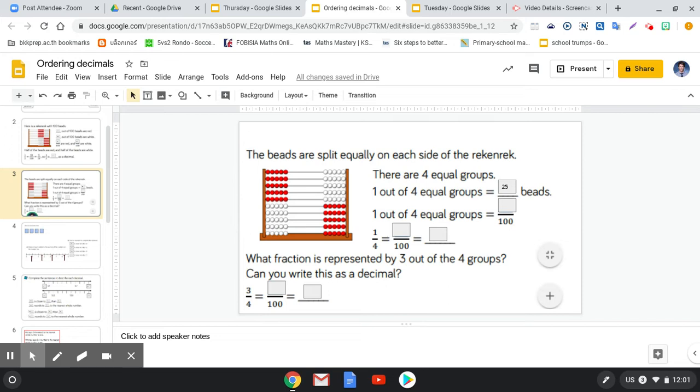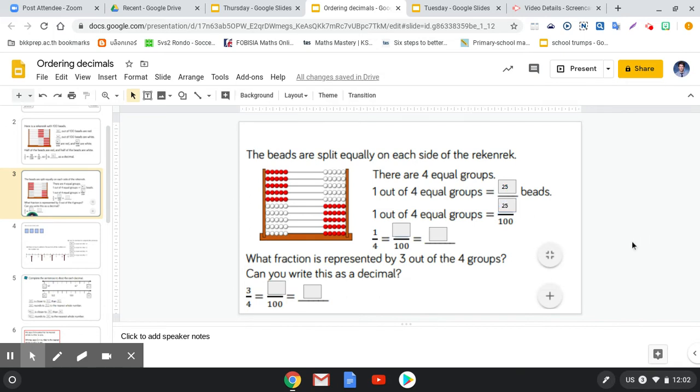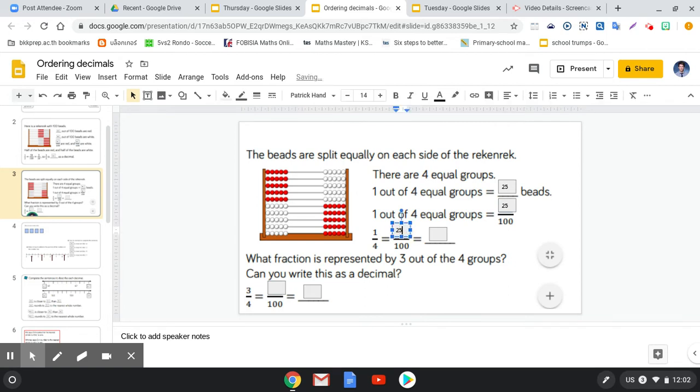Right, so 1 out of 4 equal groups is 25 over 100 as a fraction, because there are 100 beads altogether and 25 of them are in each equal group. So that shows me that a quarter is the same thing as 25 over 100. So as a decimal, I can write it as 0.25.